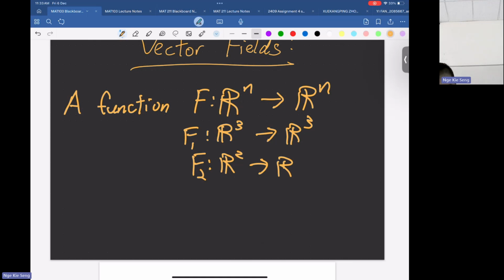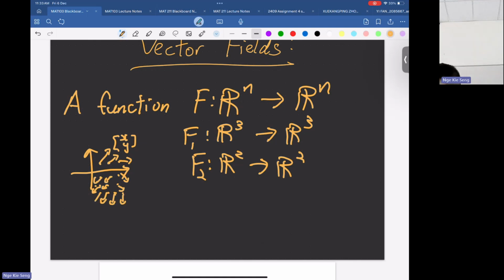Meaning what? Let's say in R2, given a plane in R2 and given every point in R2, what should you give me? You should give me a vector. So on every point, you will attach a vector. Something like this.